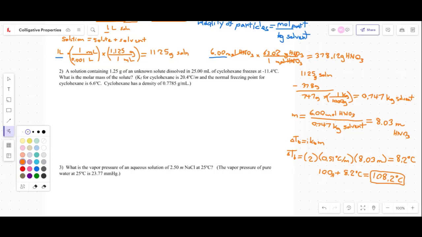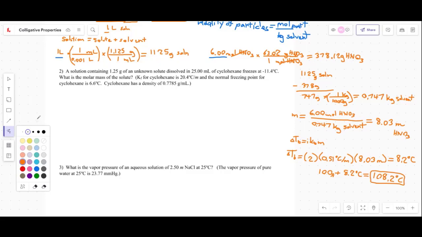Yeah, let's take a look at the next one. So, a solution containing 1.25 grams of an unknown solute dissolved in 25 milliliters of cyclohexane freezes at negative 11.4 degrees Celsius. What is the molar mass of the solute? Now, the reason this is such a good problem is because this is almost exactly what you're going to be doing in an upcoming lab, and you're going to actually have to do these calculations if you have not already done so.